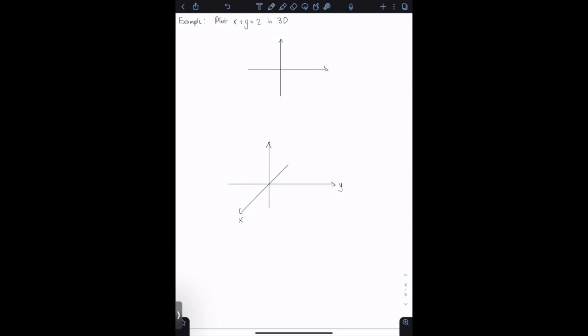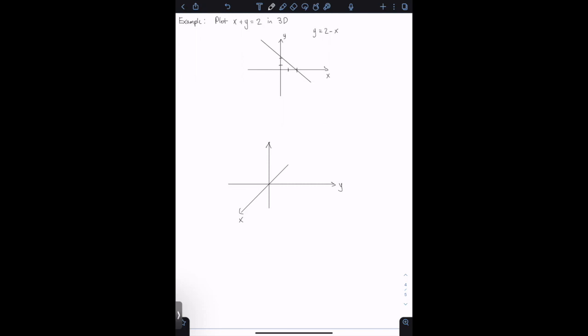All right, so let's do one more example. Let's plot x plus y equal to 2 in 3D. Once again, let's think about what this looks like in 2D, just so we can visualize it. In 2D, we have the XY plane. Let's solve for y in this equation. If you solve for y, you get y equals 2 minus x. So this has a y-intercept of 2 and a slope of -1. So we're going to have a line that looks something like this. So this is y equals 2 minus x.